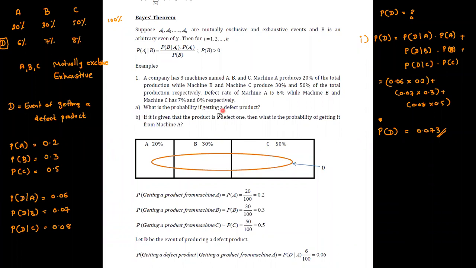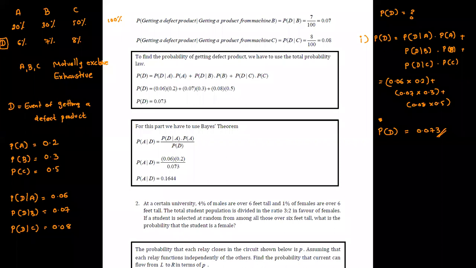Then what we need to do is identify this probability. We know that D is the given event, and we need to identify the probability of getting it from machine A. This is the quantity we need to identify. What we can use is Bayes theorem, because we are not going to get the total probability of an event. Here we are just finding a partial contribution for an event.